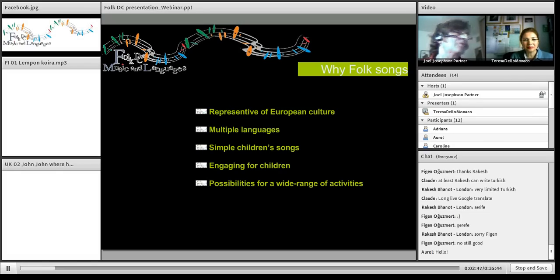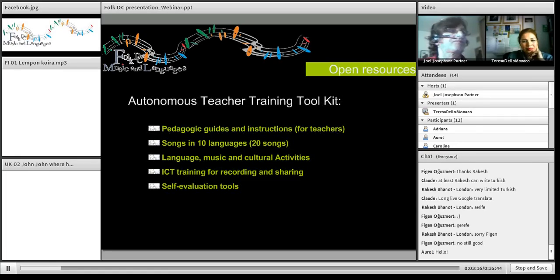And we've actually chosen very simple folk songs. If some of you were here earlier, you would have heard the sort of folk songs we're using, songs which we believe are very engaging for children, that have repetitious lines and are easy for children to pick up the words and the sounds. These songs also give us a possibility for a wide range of activities. Again, because they're children's songs, these are engaging to children. Now, I'm going to let Teresa talk about the autonomous toolkit that we're making and the open resources. So over to you, Teresa.